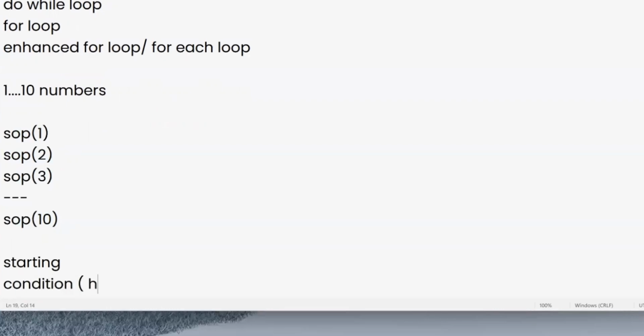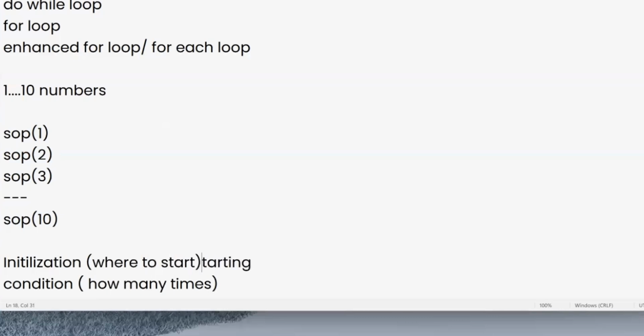Condition says how many times we have to repeat. And the first thing is what? Initialization. Initialization means starting point. Where exactly we have to start. Where to start is initialization. Second thing is condition.